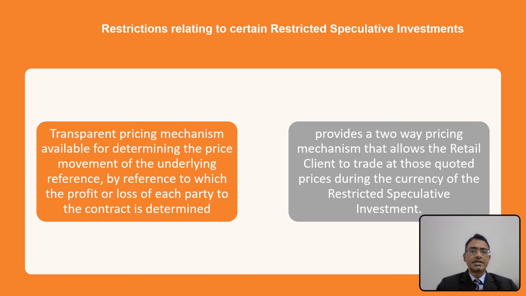So what are the restrictions in relation to dealing with these restricted speculative investments? There has to be a transparent pricing mechanism available for determining the price movement, by reference to which the profit or loss of each party to the contract is clearly determined. And there has to be two-way pricing that allows the retail clients to trade at those quoted prices during the currency of the restricted speculative investment. He should be able to view the prices.